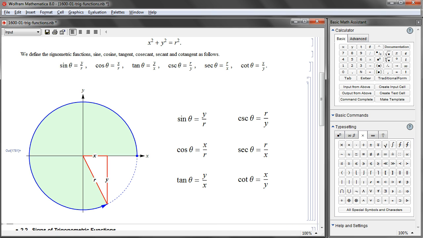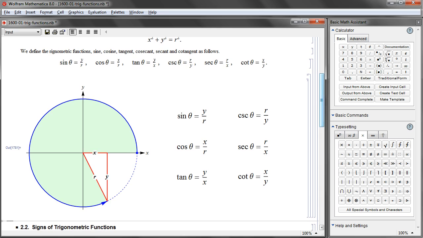Cosecant, secant, and cotangent are just reciprocals of sine, cosine, and tangent, so they're not really important. We are going to consider only elementary trig values most of the time here, sine, cosine, and tangent. Whenever we have cosecant, secant, and cotangent, we will convert them into sine, cosine, and tangent and go from there.